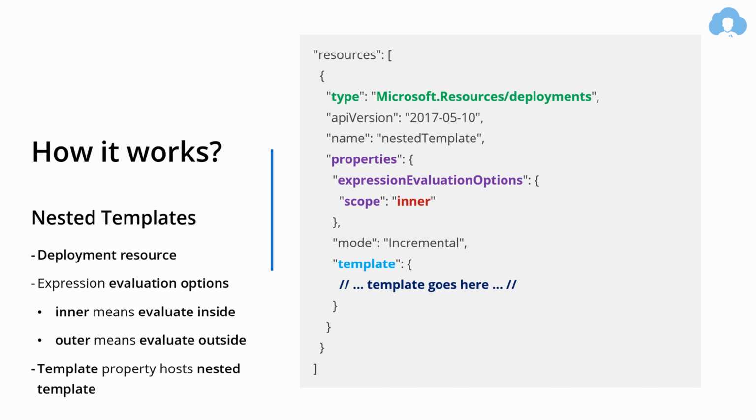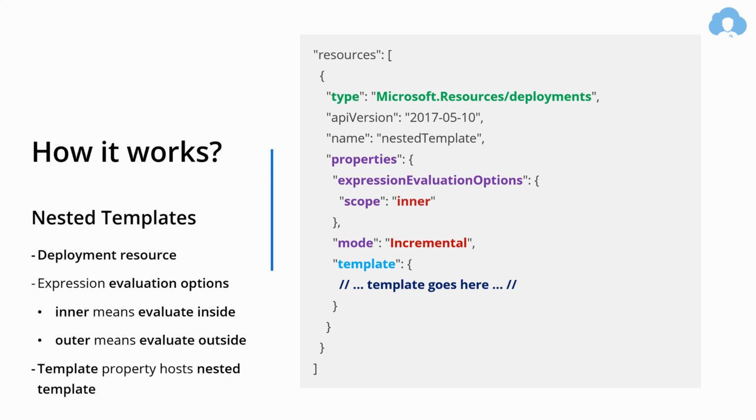Additionally, you have the template property. This is where your nested template goes. So if you had any other template that you created so far, you pretty much could copy and paste it here. And just like a normal deployment, nested deployments allow you to specify mode, either incremental or complete. So if you want to mix those in a single template, this is your way to do it. Remember that complete mode will delete all the resources not found in a nested deployment, so you should be very careful about it.